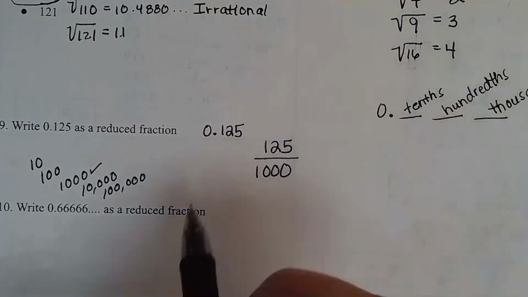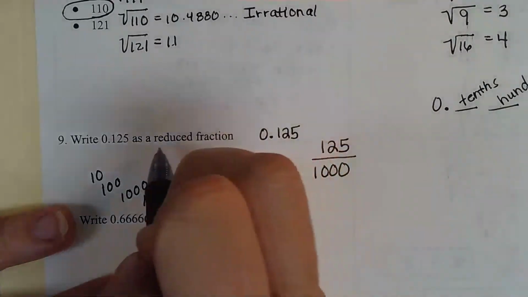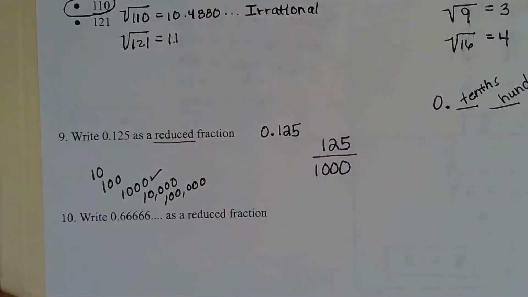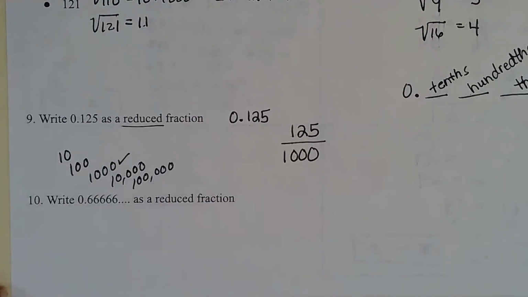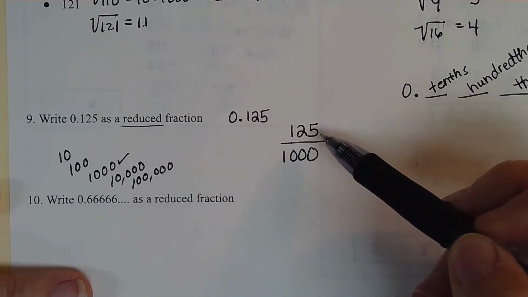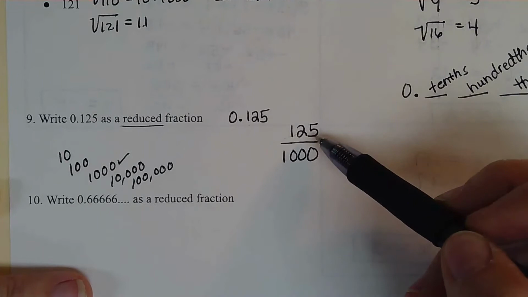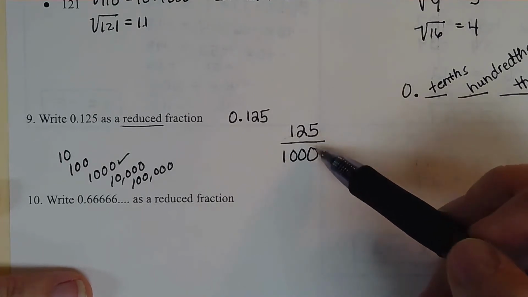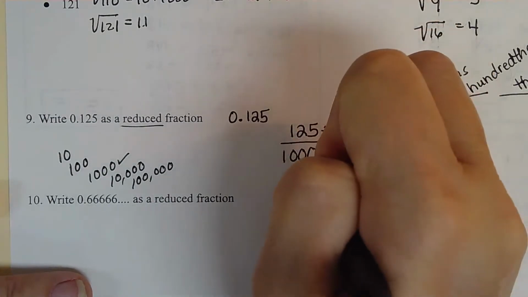All right, now, other part of this. This is technically right, but it does say reduced fraction. So we don't want to leave it like this. What can you divide both 125 and 1,000 by? Well, 5 would work, right? The divisibility rule for 5 is if a number ends in a 0 or a 5, you can divide by 5. So I'm just going to start off by dividing by 5.